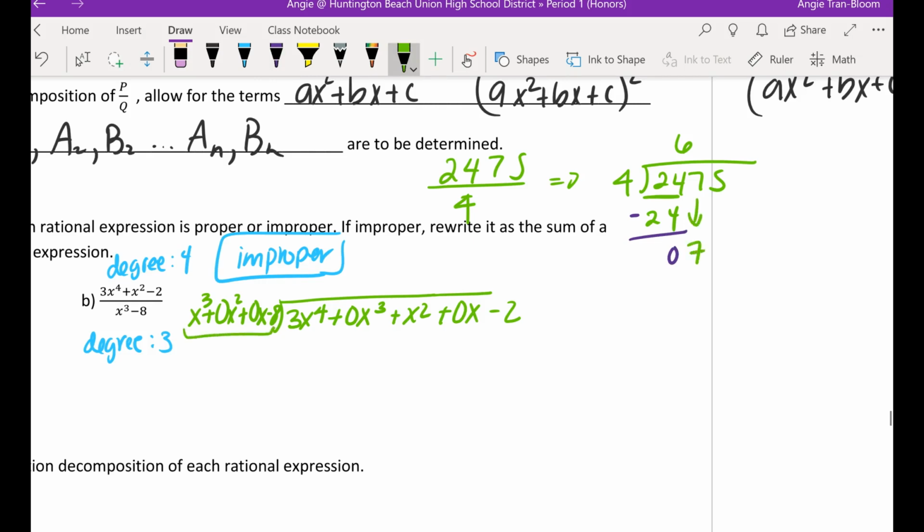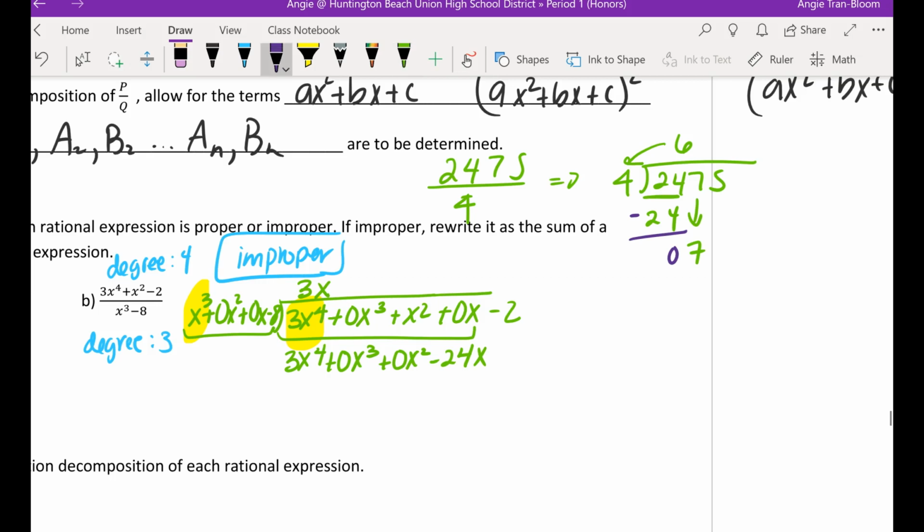Over here, I have 4 terms, so I'm going to start with all 4 terms. We take this first term and we say 3x to the 4th divided by x to the 3rd. That will allow me to write 3x. And we multiply it all back, just like what we did here. So 3x times x to the 3rd is now 3x to the 4th. 3x times 0x to the 3rd is 0x to the 3rd. 3x times 0x is 0x squared. 3x times a negative 8 is a negative 24x.